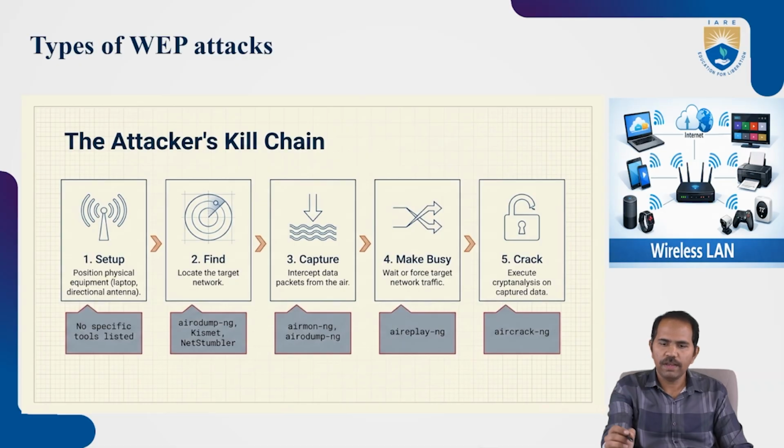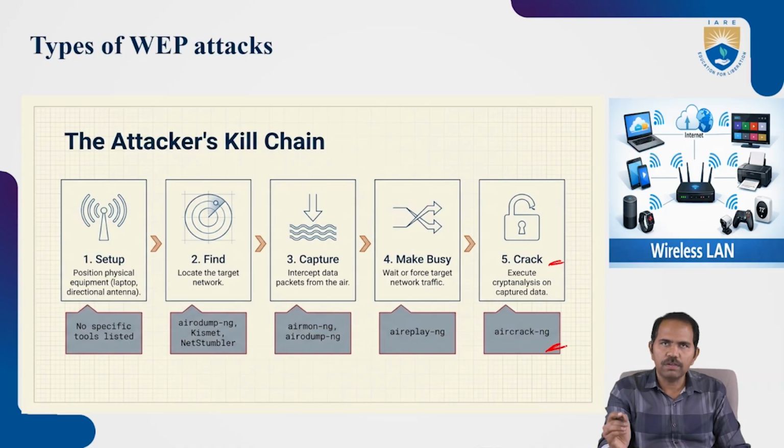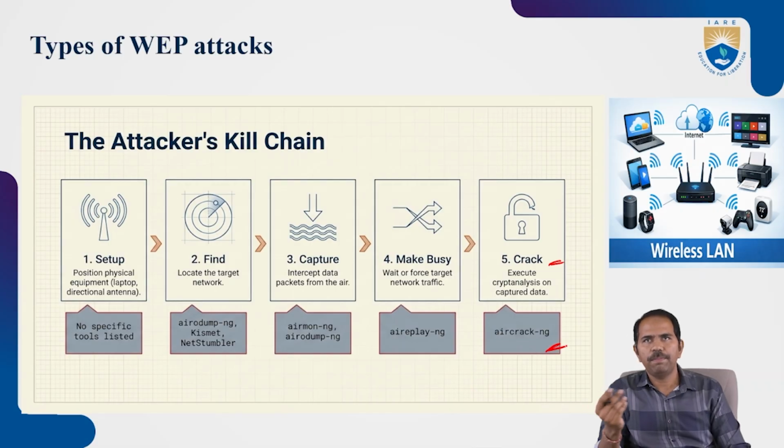The fifth step is crack: execute cryptanalysis on the captured data and crack it. Some tools are used to apply the crack. Now these are all the mechanisms, a chain followed in the types of WEP attacks.